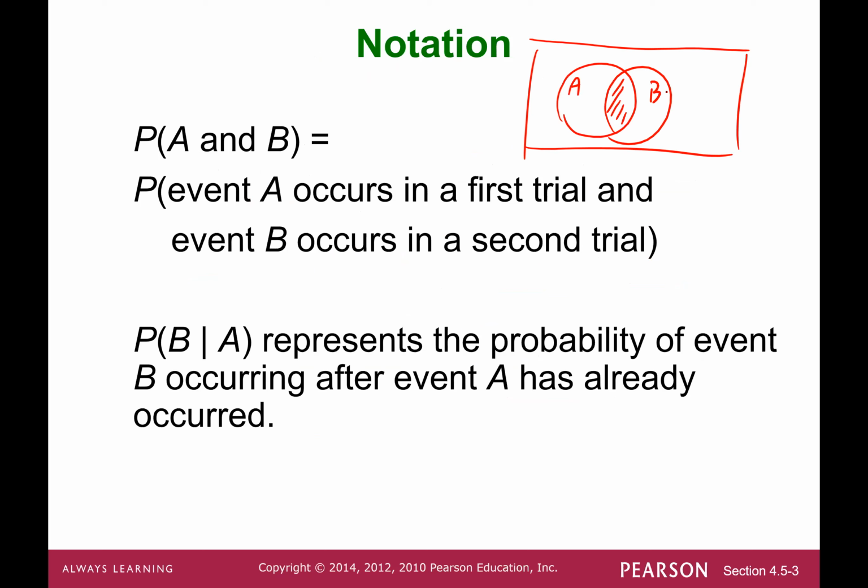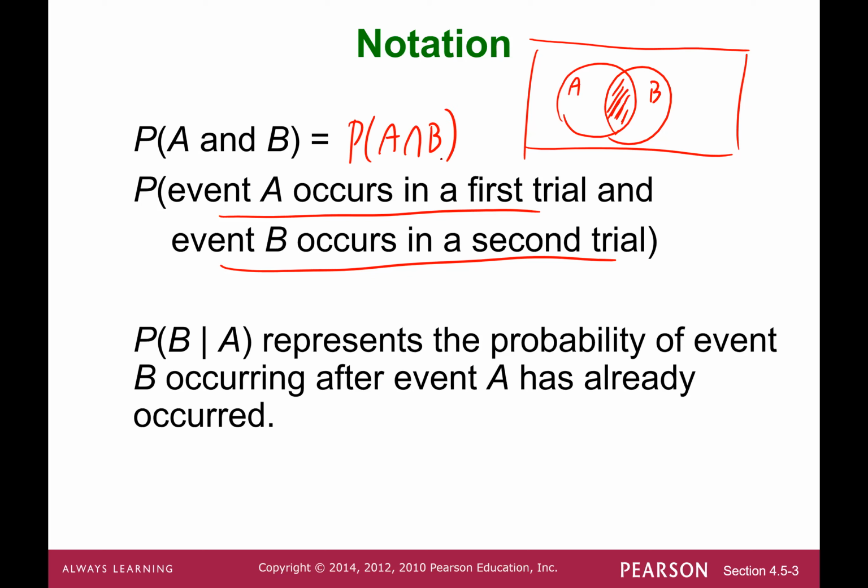And yeah, so P(A and B): event A occurs in the first trial, and event B occurs in the second trial. So they both occur at the same time, right? You can also look at it as A intersect B. Okay. That's the meaning of this event.